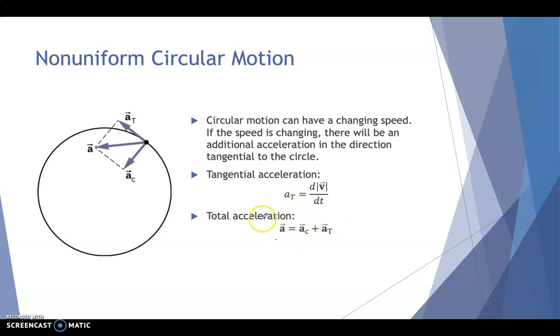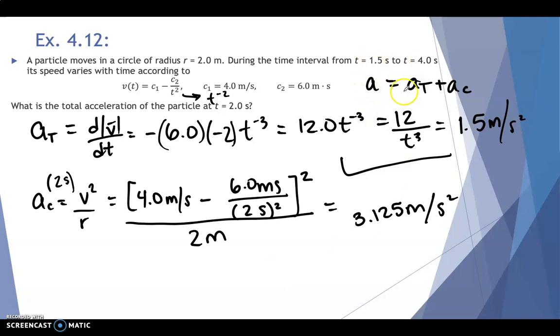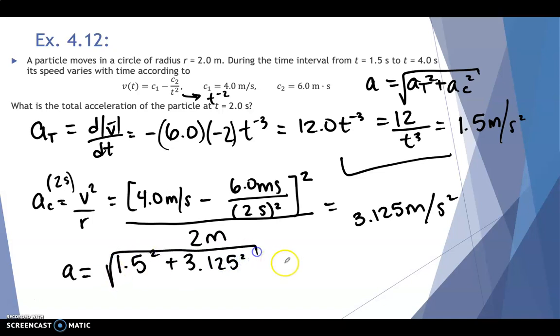Okay, so when we're looking at total acceleration and we're just looking for the value, it's going to be the centripetal acceleration squared plus the tangential acceleration squared, square rooted. Okay, so this is what we are looking for in this problem. So let's go ahead and correct that. Our acceleration is going to be 1.5 squared plus 3.125 squared in a square root.